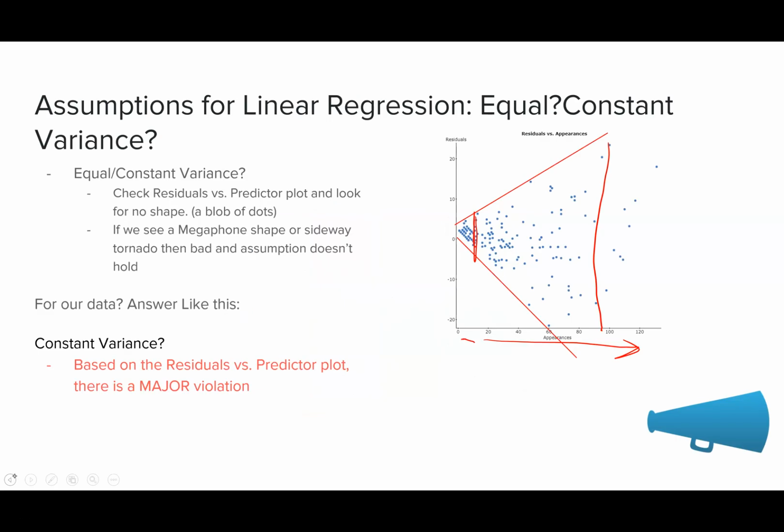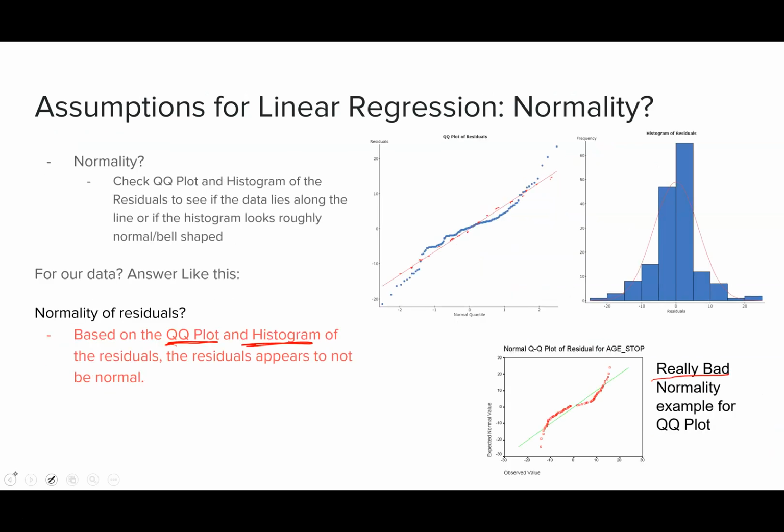But if we go to our actual example with our soccer data, we can see that, wow, it's really spreading out as we go from left to right. Not what we want to see. And in the QQ plot, there's a little curve in there. Something we don't want to see.